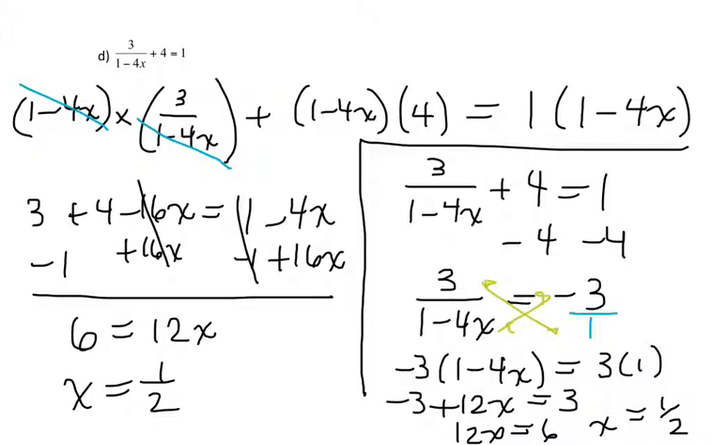And that's it. That's our last example. So really, even doing my method where I multiplied everything by (1 minus 4x) here, I should have started by moving this 4 over and then just multiplied by (1 minus 4x).